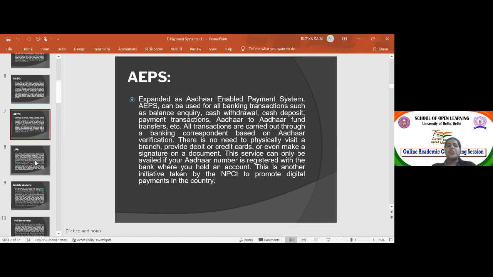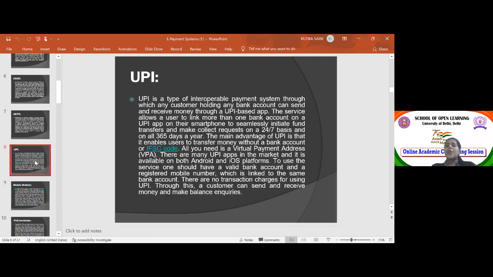Next we have the UPI. UPI is there in every application, be it Amazon, Google Pay, PhonePe, Paytm, and many more. UPI is a type of interoperable payment system through which any customer holding any bank account can send and receive money through a UPI-based app. So I don't need to make sure that I have my account in SBI, so you should also have an account in SBI. You can have your account in any of the banks. I can have my account in any of the banks.